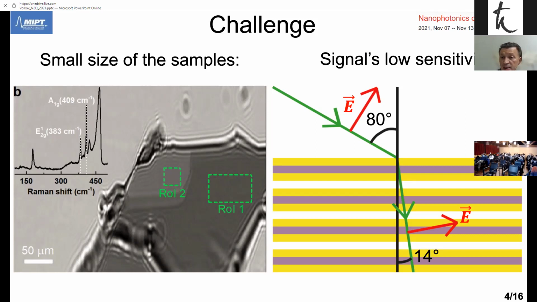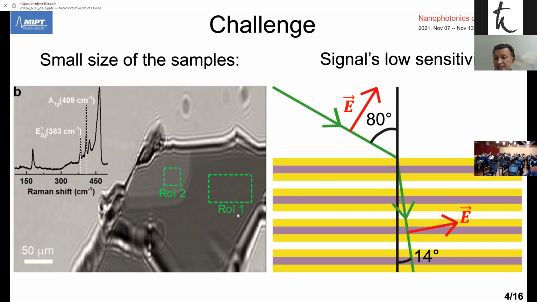So there, the usage of diffraction limited techniques may actually face some difficulties to measure the response out of that. And the second difficulty is related to the measured signal's low sensitivity to the out-of-plane components, attributed to the very high in-plane refractive index of the crystal, which is typically around 4.